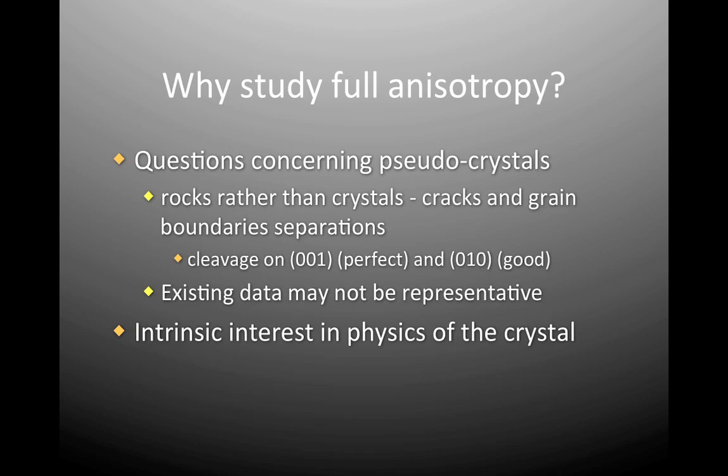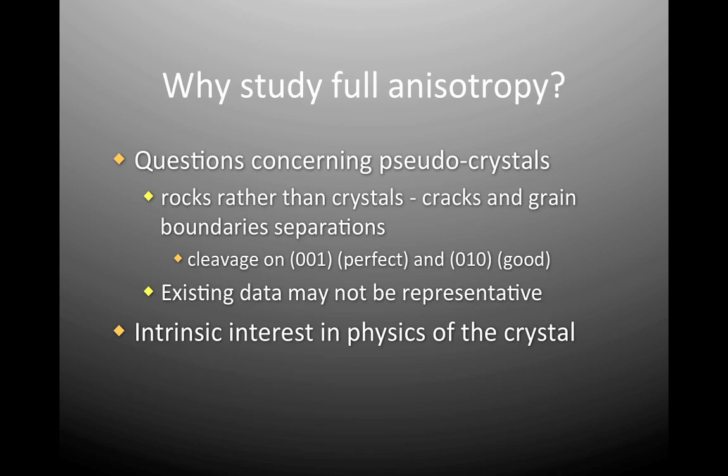Well, now there's a question: why study the full anisotropy of the feldspars? Well, the starting point is that in fact there are no natural large single crystals of feldspar. They're always ubiquitously twinned, and they exist in rocks in either random or some preferred orientation directions. There have been questions about the pseudocrystals studied by Rysova, and in fact these were rocks rather than crystals, and so there's the suspicion that cracks in grain boundaries might have biased their results.